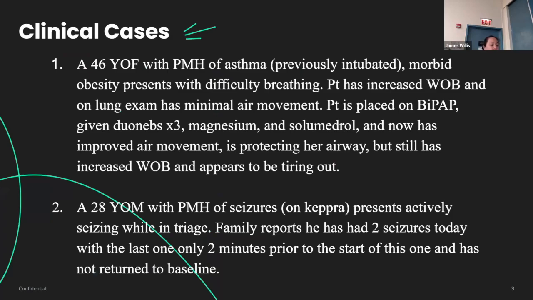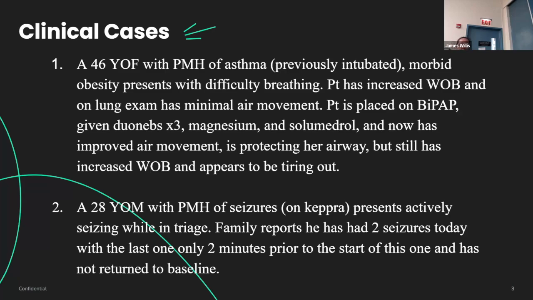So with these two clinical cases, with the first one, we have a 46-year-old female, has a history of asthma, previously been intubated, morbid obesity, coming in with difficulty breathing, has increased work of breathing, and on lung exam, minimal air movement. This patient's placed on BiPAP, given duonebs, mag, solumedrol, has improved air movement, is protecting their airway, but still has increased work of breathing and appears to be tiring out at this point.